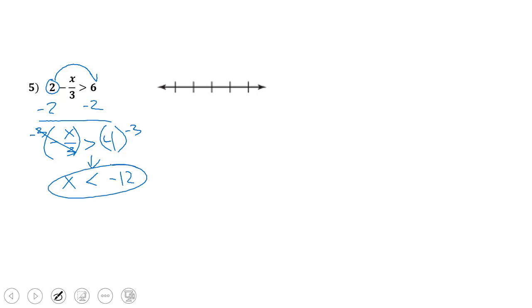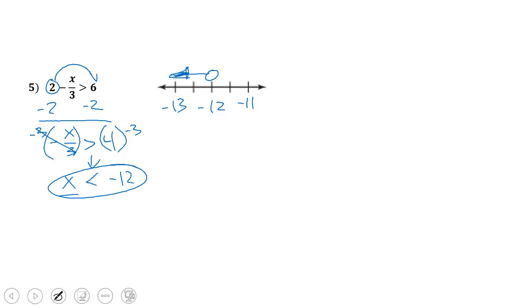Our target number is negative 12. Negative 11 is greater. Negative 13 is less. Our inequality symbol says that our target number is not included, so we use an open circle. Our variable is on the left of the inequality, so we can follow the inequality symbol and, again, graph to the left, indicating all numbers in the solution set.